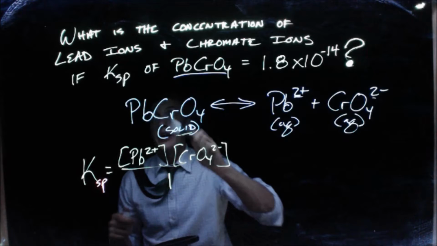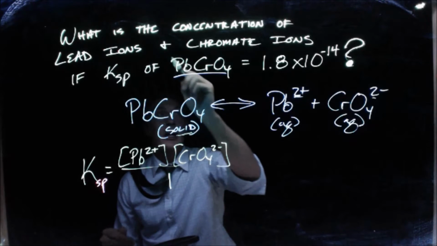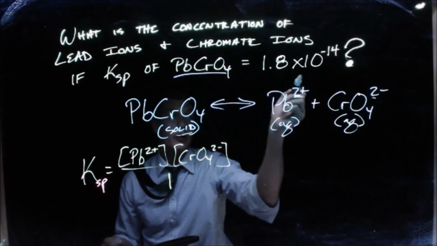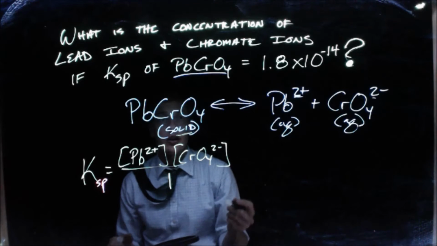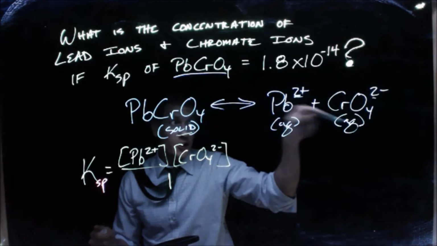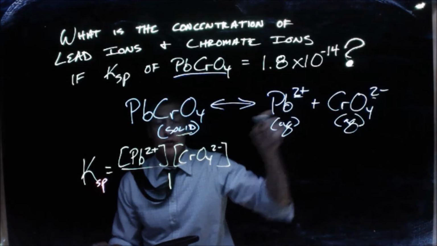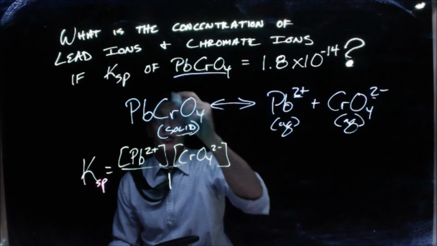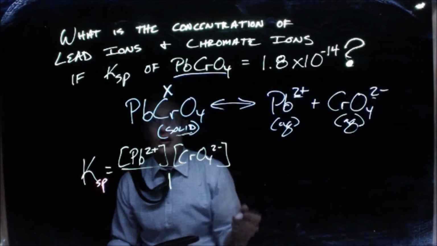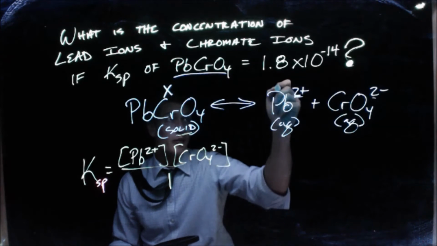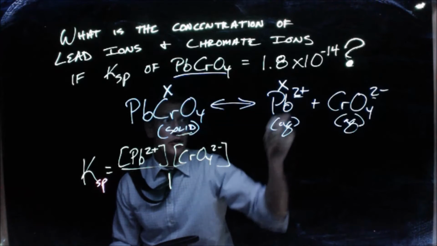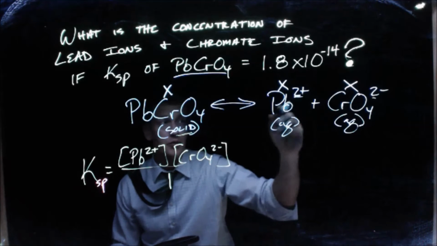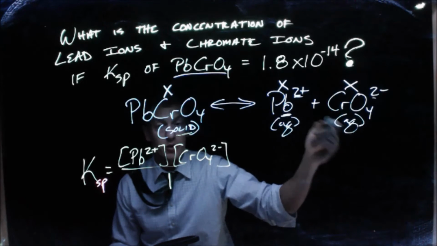Now what I want to find is what the concentration of the lead ions and the chromate ions would be given that Ksp equals 1.8 times 10 to the negative 14th. So I have two variables here that I have to try and solve for, but they are going to occur at the exact same ratio, right? If X amount of lead chromate dissolves, I'm going to end up with X number of lead ions and X number of chromate ions. It's impossible to make one of these without also making the other.